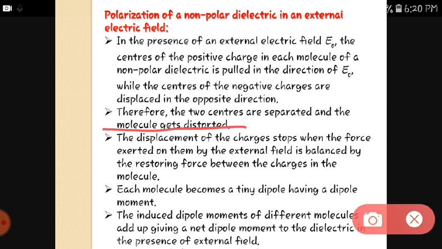But when the external field goes on increasing and its strength goes on increasing, then the restoring force between the oppositely charged atoms, they get pulled towards the electric field that we have seen, and the centers get separated. When does it happen? When the strength of the external field is higher than the restoring force. But when these both get balanced, this displacement will stop.